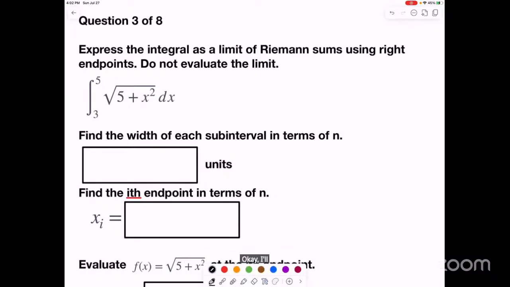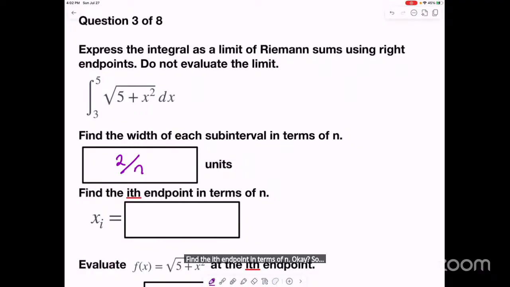Okay, I'll do my answers in purple so they pop a little bit. So then it should be 2 divided by n units. Okay, for that first part. Find the ith endpoint in terms of n.